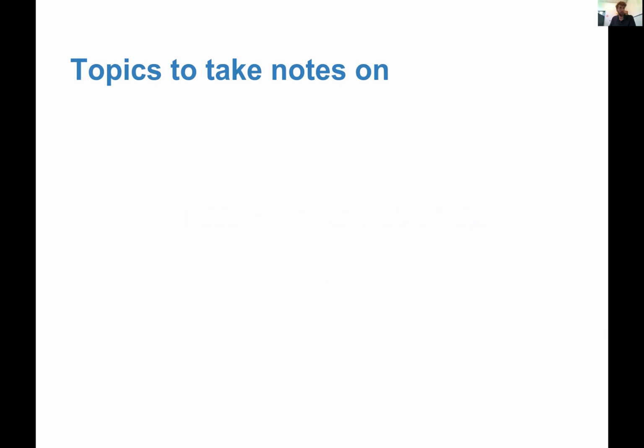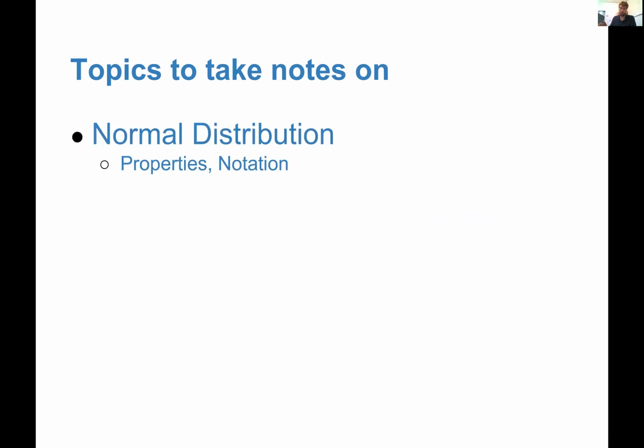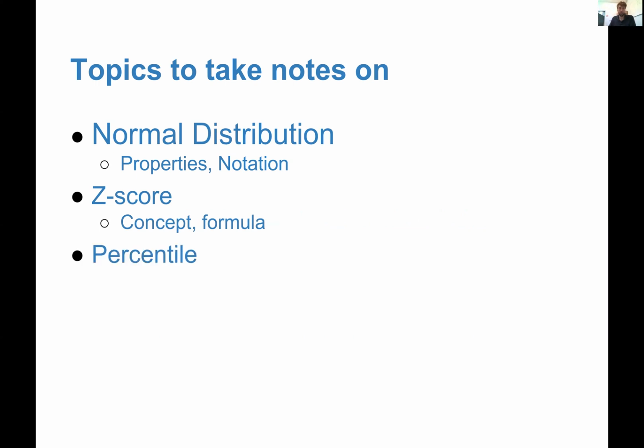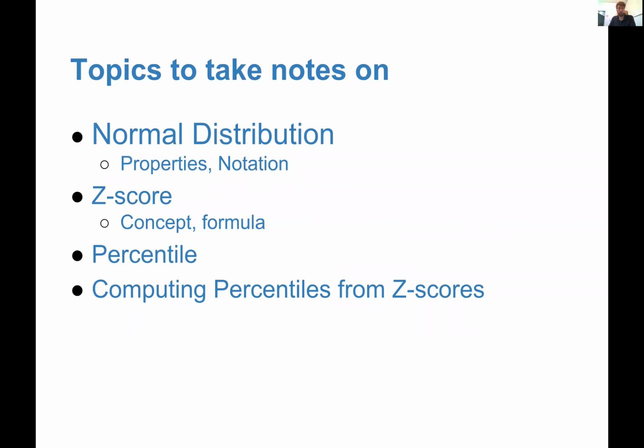So topics to take note on: the normal distribution, which has its properties, its notation, and then a z-score. Like what is the concept of it? What is the formula? And then percentile, and then computing percentiles from z-scores, which we can do using R or a table in the back of your book. There's also other ways to do it, like in Excel too, but we'll mostly focus on using R and the table in the back of your book. Also, how to do it the opposite way, which will make sense once we get there.